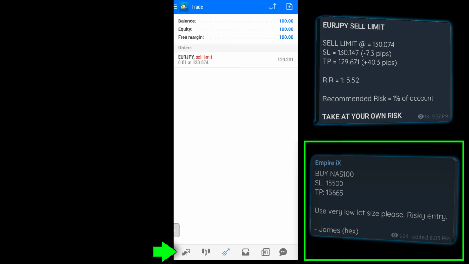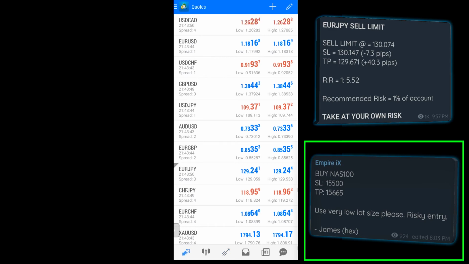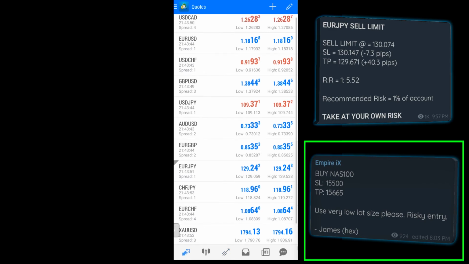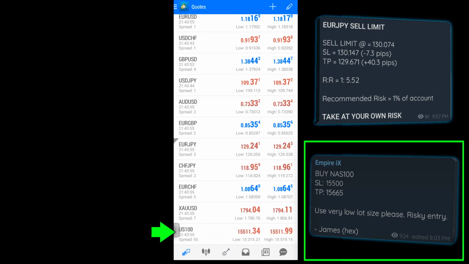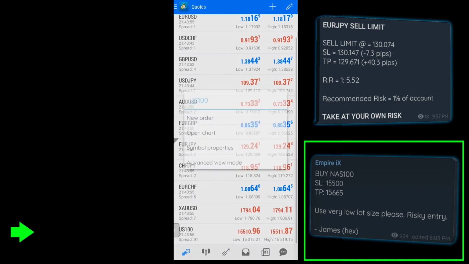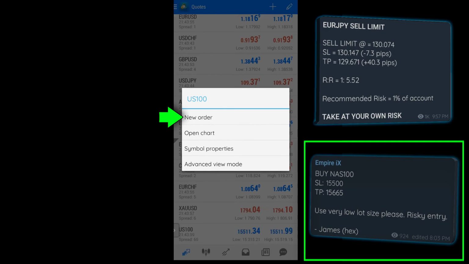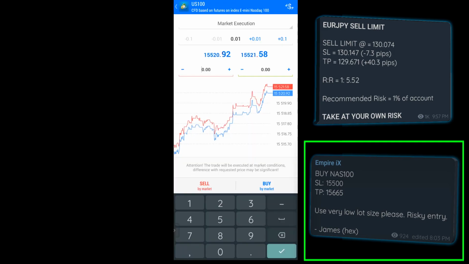So what we want to do is go back to our quotes page, and we're going to see a list of all our quotes. Again, first thing we do is look for that pair. We look for NAS 100, which is also known as US 100. We click it, and then click new order. Now it's going to bring up this page again. As you see up here where it says market execution, we're currently going to buy this pair at market price. So we're going to leave market execution.